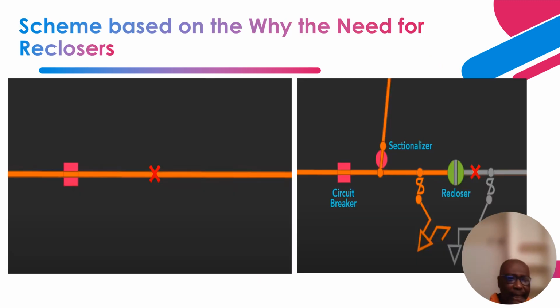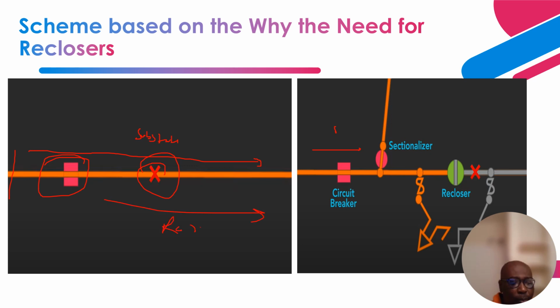Okay, so now let's talk about why the need for reclosers. If you have a feeder, so this is a feeder coming off from a substation, and this is the substation breaker, and the substation is right here. If there's a fault here, and you have a radial feeder, what happens? It means that all customers on this feeder are going to be without power. So if you have 500 customers on this radial feeder, they will all lose power.